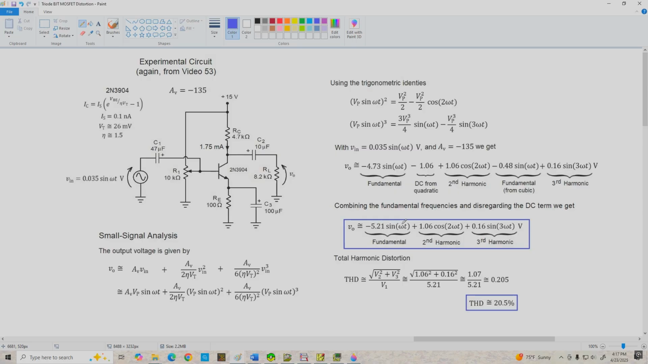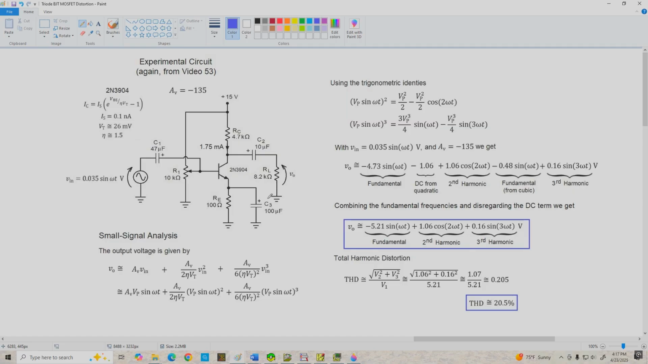-5.21 sine omega t, so that's our fundamental, plus 1.06 cosine 2 omega t, the second harmonic, and 0.16 sine 3 omega t, the third harmonic. Now, we can estimate the total harmonic distortion of the amplifier using the usual THD equation we've looked at previously, and in this case, we get a total harmonic distortion of about 20.5%, which is pretty high, but that's not unusual for this sort of amplifier.